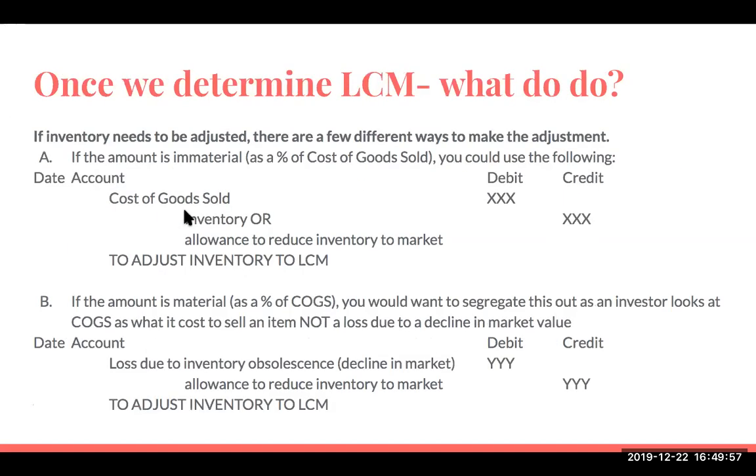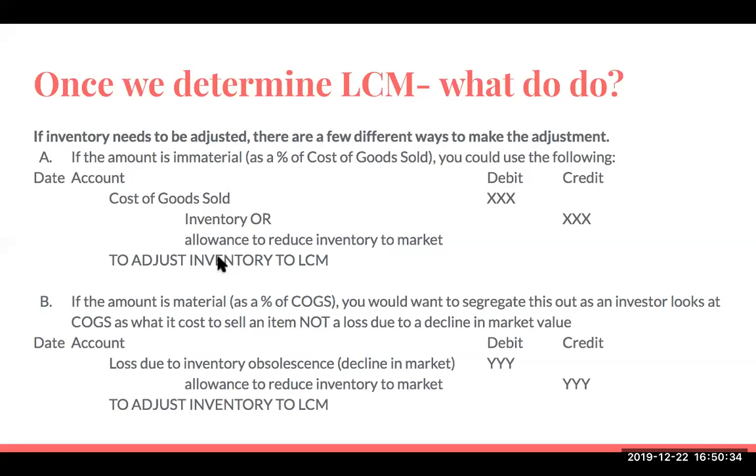Well, if the inventory needs to be adjusted, meaning that when I look at this on an overall basis, the market is going to be below cost for different items, then I have to make an adjustment to my inventory. There are two different ways I can go about doing this. The first one is, if the amount is immaterial as a percentage of cost of goods sold, I can simply take cost of goods sold and credit inventory or an allowance to reduce inventory to market.